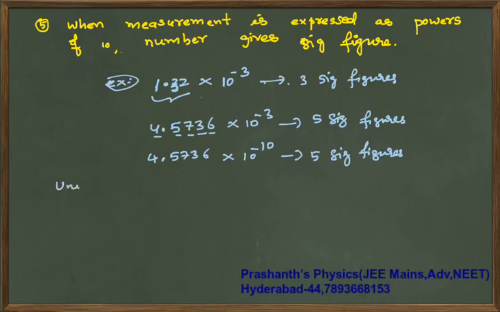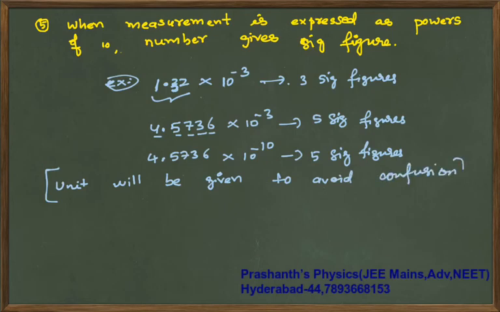Unit will be given to avoid confusion. So what is my point? What is this confusion? I will tell you. For example, if you take 1500 mm, and also 1.5 meters, and 150 centimeter, all are the same.